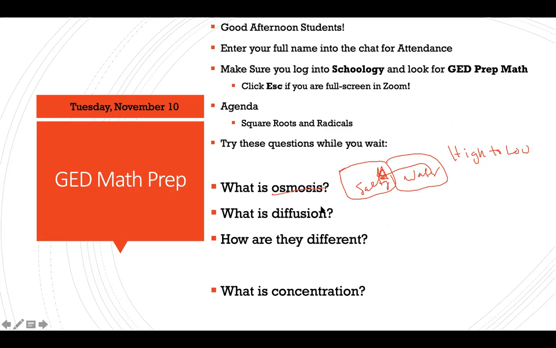Diffusion is the tendency of any liquid to move from high concentration to low concentration, right? High to low is diffusion. In general, for any liquid or gas, you're going to move from high concentration to low concentration because liquids and gases like to spread out as much as possible. And so how are osmosis and diffusion different? The idea here is this: osmosis only deals with water, and diffusion can be talking about any other gas or liquid, right?